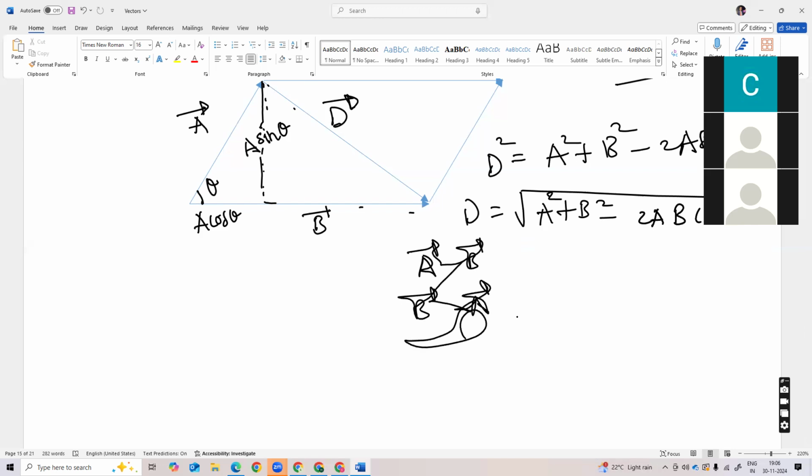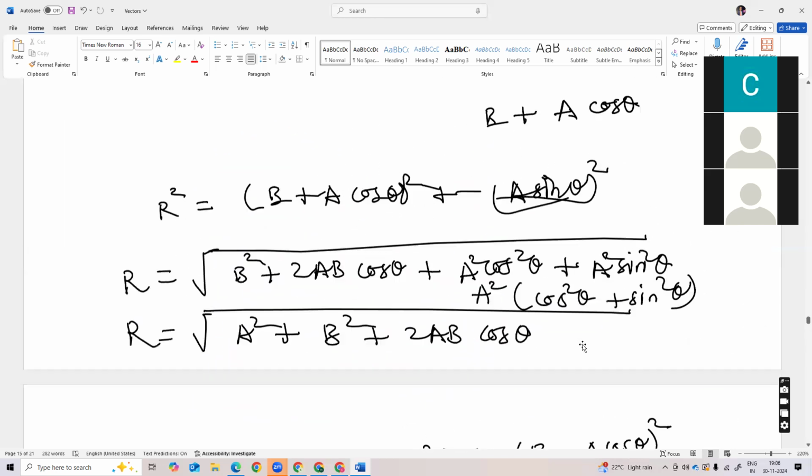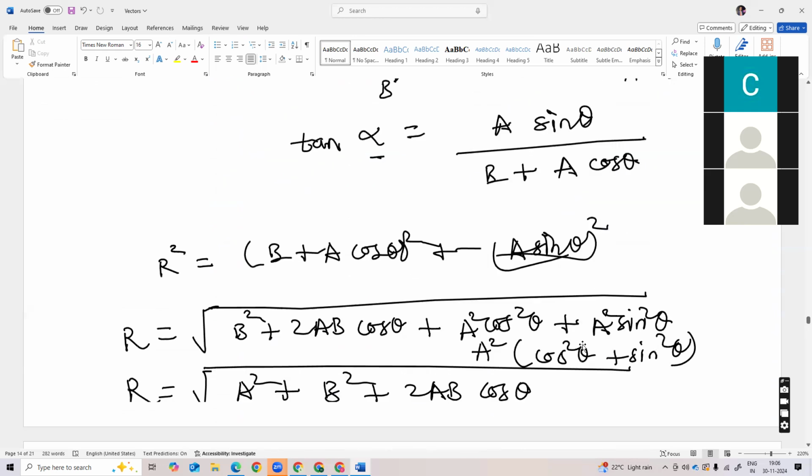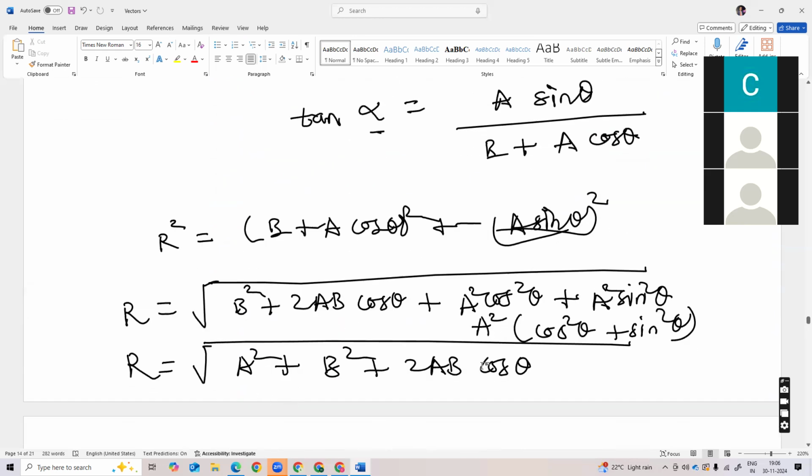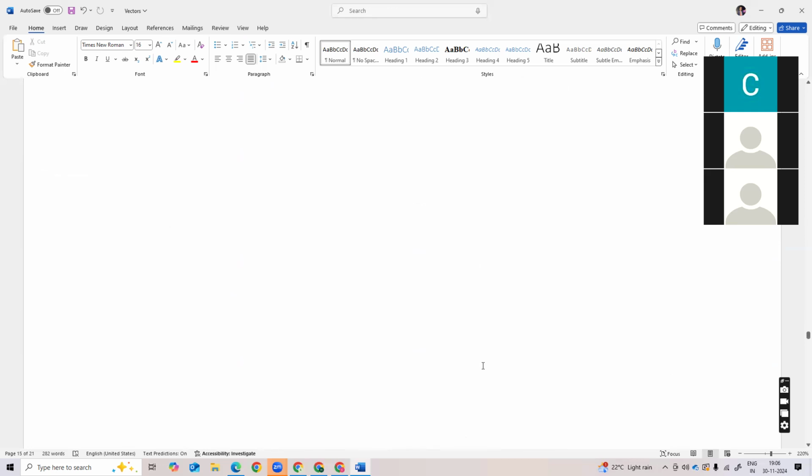This is how it is. Whereas if you have to find the resultant of these two, then you can find it as square root of A square plus B square plus 2AB cos theta. So you can solve any kind of example using this. If someone gives you two vectors, let's say A equal to i plus j and B is equal to 4i plus 2j.